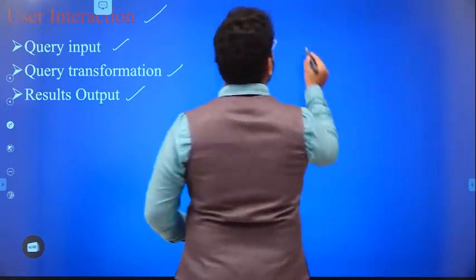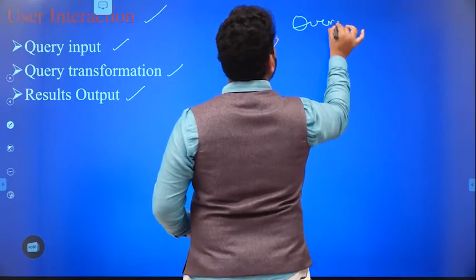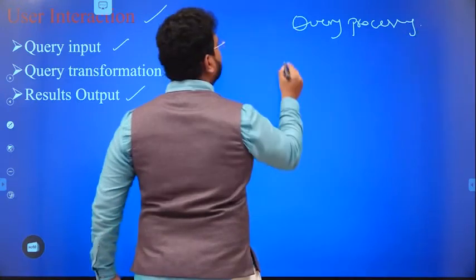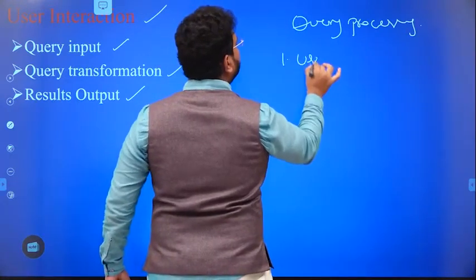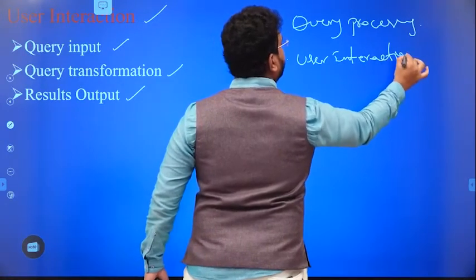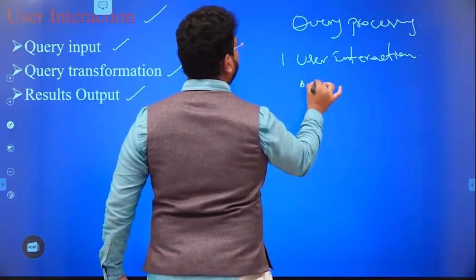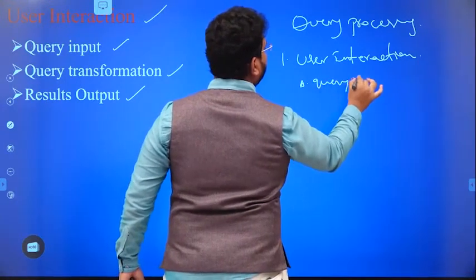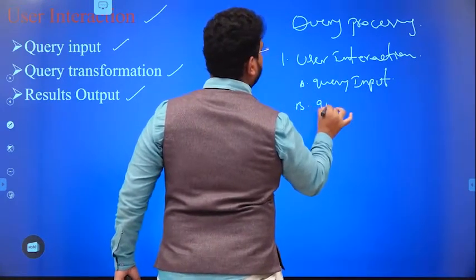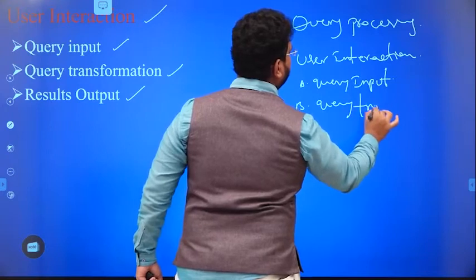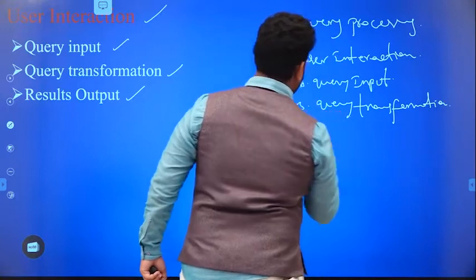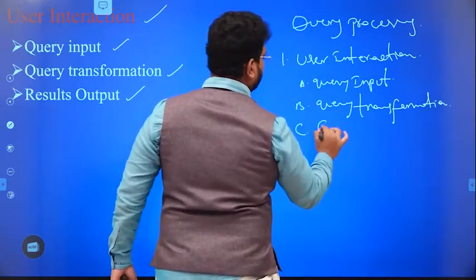We know that the second building block is query processing. So as part of the query processing, first one is user interaction. The user interaction consisting of query input, query transformation, and next one is results output.